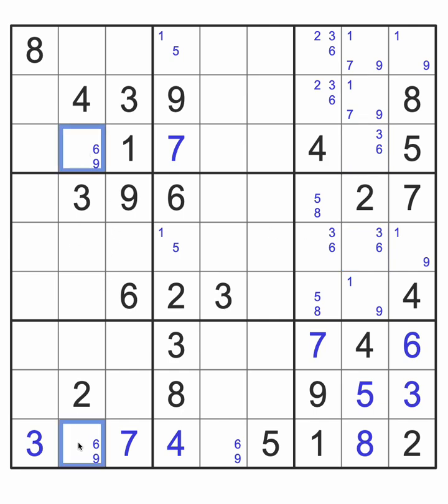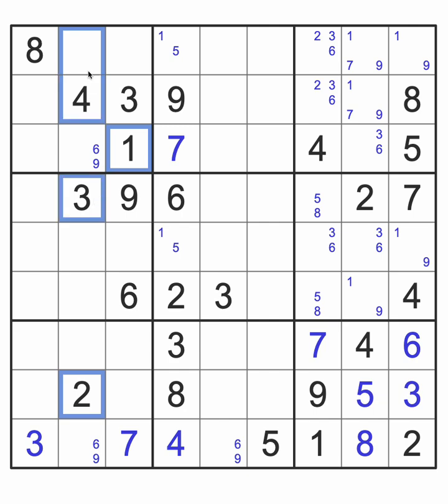here's 6 and 9 double. That means this cell cannot be 1, cannot be 2, 3, 4. It can be 5, cannot be 6 because here's 6, 9 double. Can be 7, cannot be 8, and cannot be 9 because here's 6, 9 double. So this cell can only be 5 or 7.